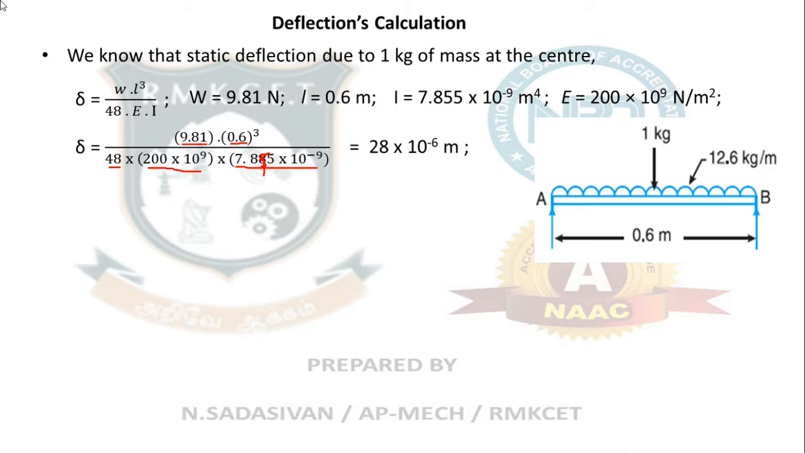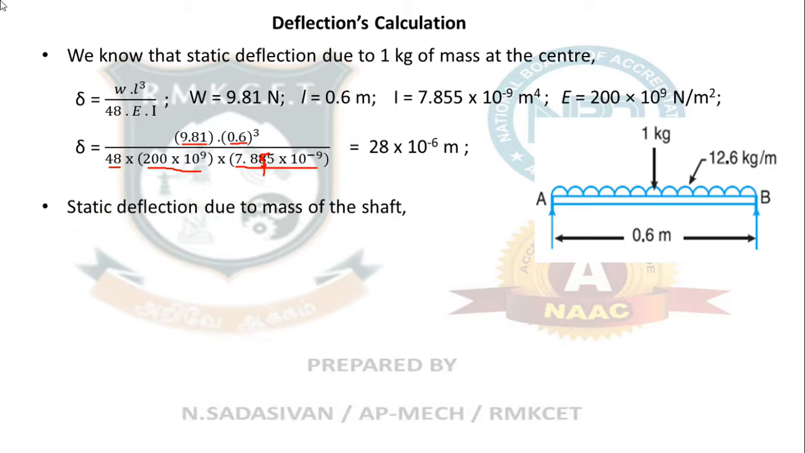Since we are doing these things in a hurry, these mistakes occur. You can take some time, and if you can spot any mistake in the PPTs, you can tell me, right? So 28 into 10 power minus 6 meter is the deflection due to that 1 kg load. So that is 28 into 10 power minus 6 meter.